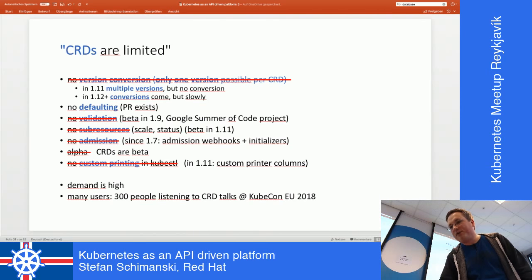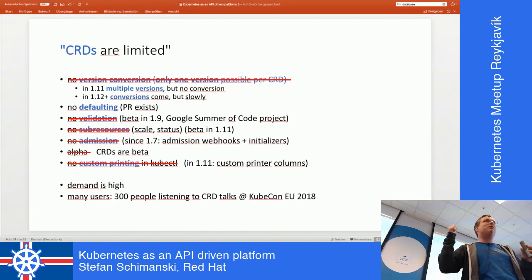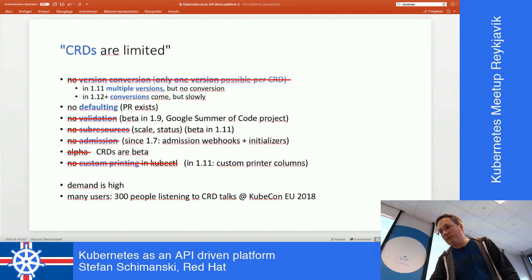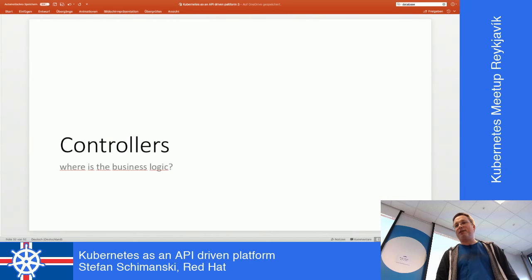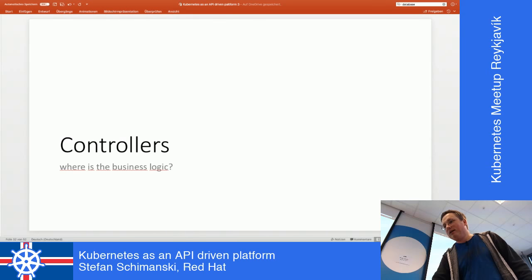Yeah, and we add more and more features. There's custom printing. So you can say kube control get volcanoes, and you get custom columns like name, last eruption, and so on. So you can define in the new version, which comes out in 2 months' time or something like that, a custom output of kube control get. Yeah, and as I said, demand is high for CRDs. They're a very active and wanted feature.